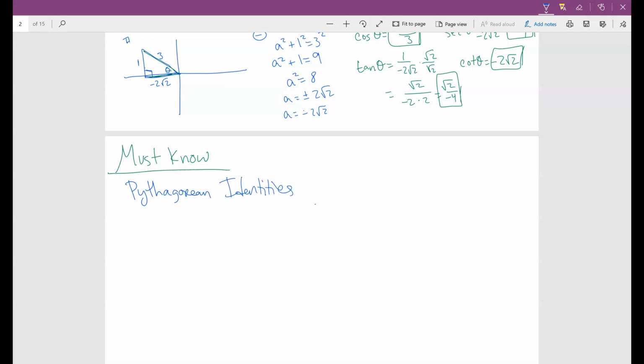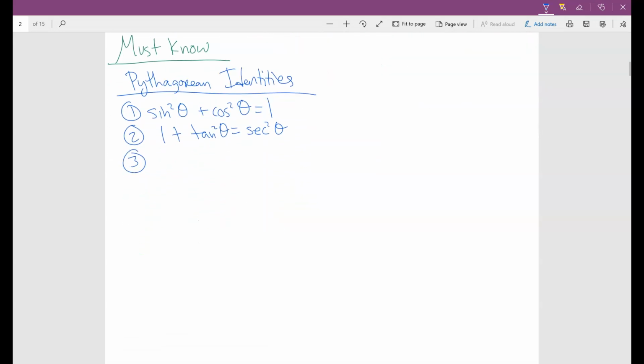which you love. The first one is sine squared theta plus cosine squared theta equals 1. This is something that you absolutely have to know. Also, cosine squared theta plus sine squared theta equals 1. The other one is 1 plus tangent squared theta equals secant squared theta. That's another one that you have to know. And then 1 plus cotangent squared theta is equal to cosecant squared theta. That's another one that you have to know. The Pythagorean identities. The other ones are basically just basic.